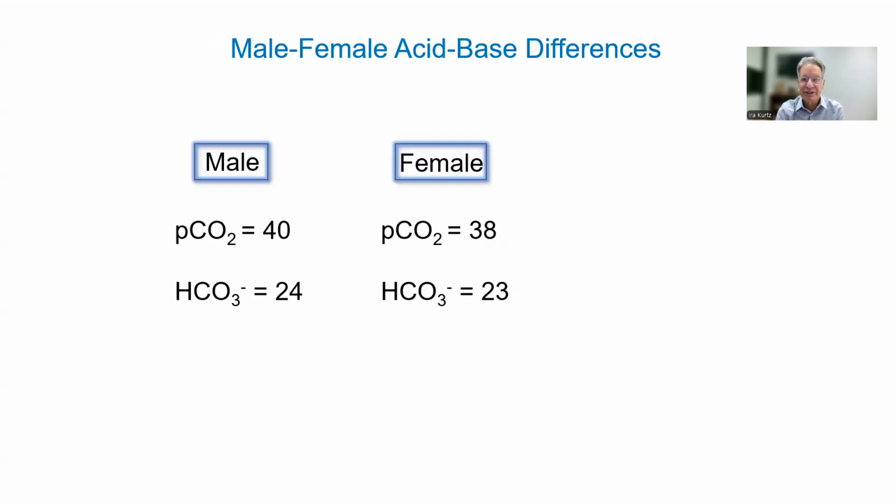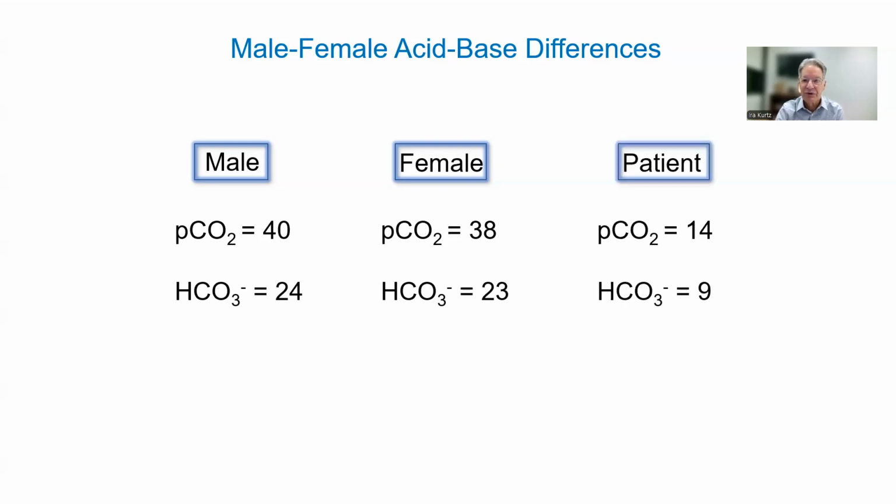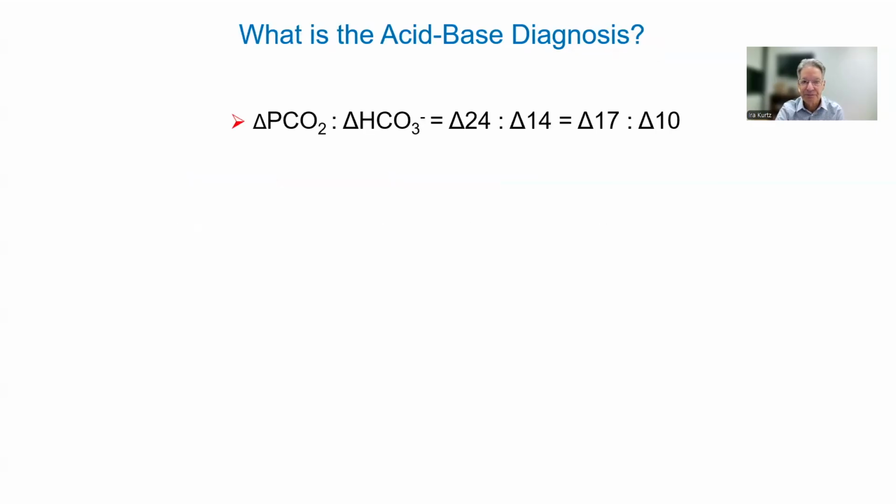Before getting into her acid-base diagnosis, I wanted to refresh your memory regarding the differences between male and female acid-base parameters. In males, the average PCO2 is 40, and the bicarbonate is 24. In females, the PCO2 is 38 with a bicarbonate of 23. Now, in our patient, the PCO2 was 14 and the bicarbonate was decreased to 9.